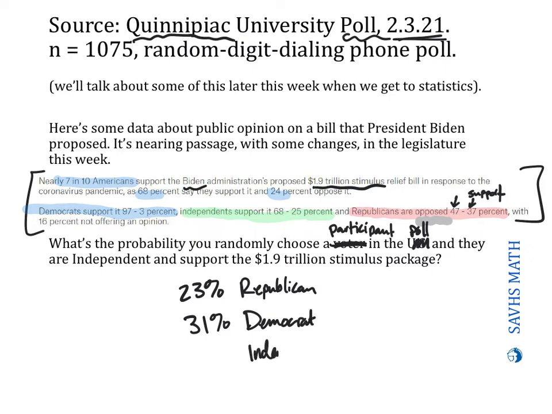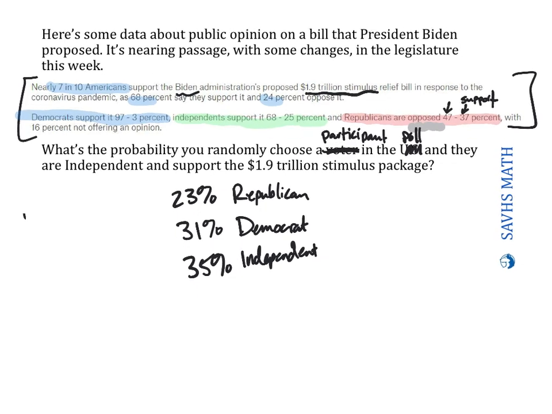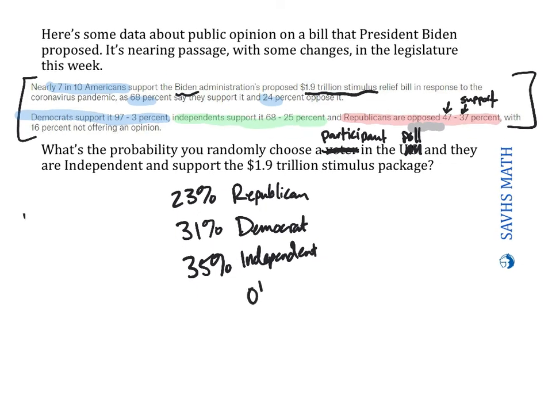Independent was 35%. And then other or don't know was 11%. Okay, so this breakdown is not saying this is how many people there are in the country who fall in these categories. This is just the set of people that they interviewed for this poll.